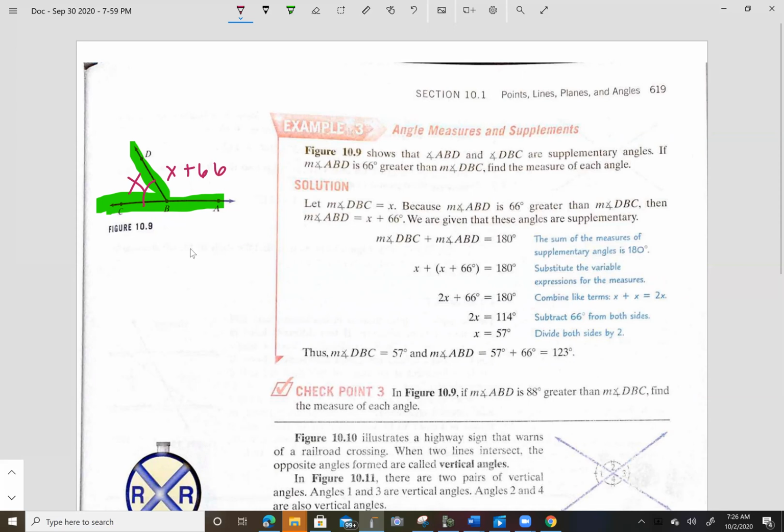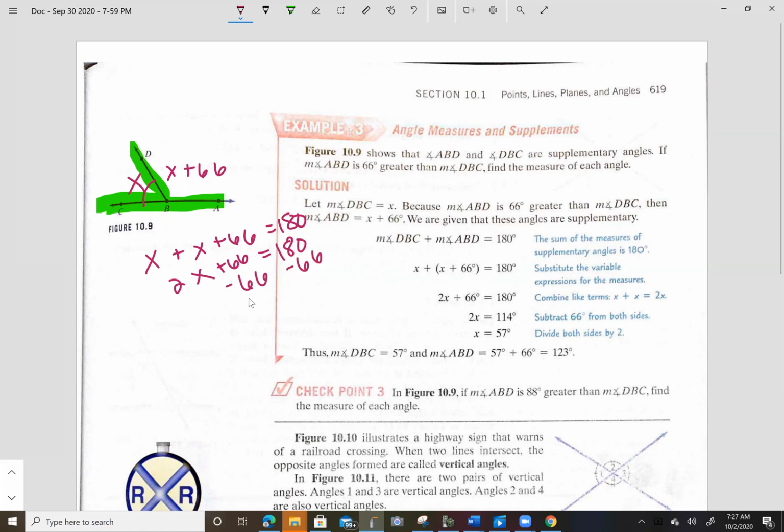So it took it up a little bit. I bet we were feeling pretty good in that complementary angle stuff, and then it took it up a little bit. So that's okay. We still got this. So we know that if we add those together, x plus x plus 66, they should equal 180. Combine your like terms. 2x plus 66 is equal to 180. We're solving for x, which means we need to get it by itself.